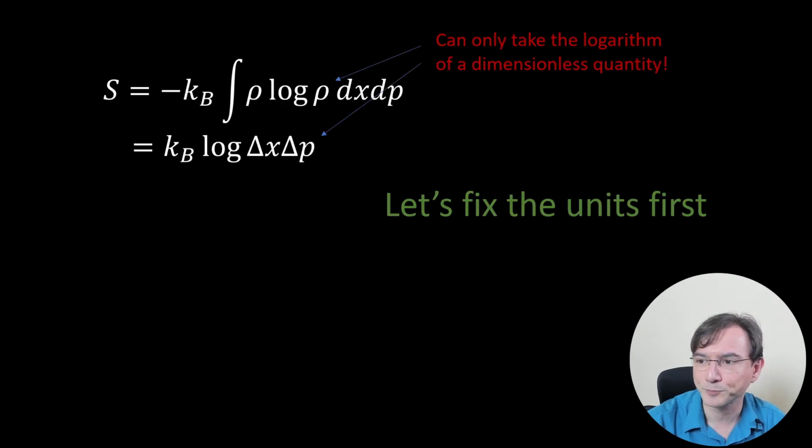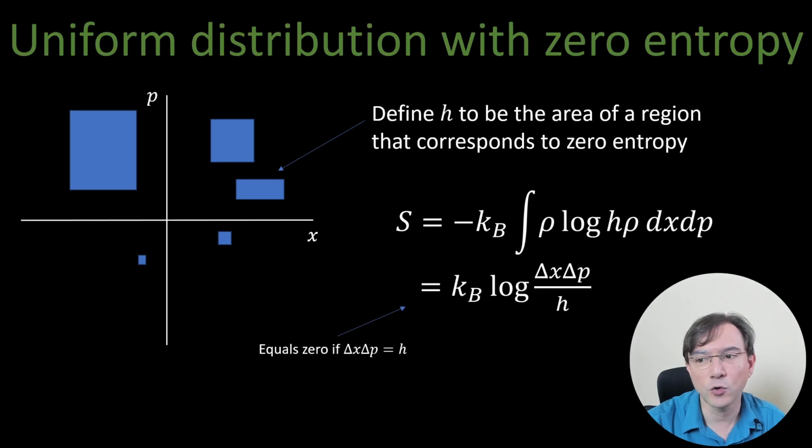So, for example, let's go back to our expression of the entropy. One of the things that we see here is that we have a rho or a delta x delta p inside a logarithm, and that's problematic because this has units of position times momentum, and this has units of probability over areas of position momentum. And the logarithm can only take a dimensionless quantity. So we should fix this expression first so that we have units that make sense. So how do we do that?